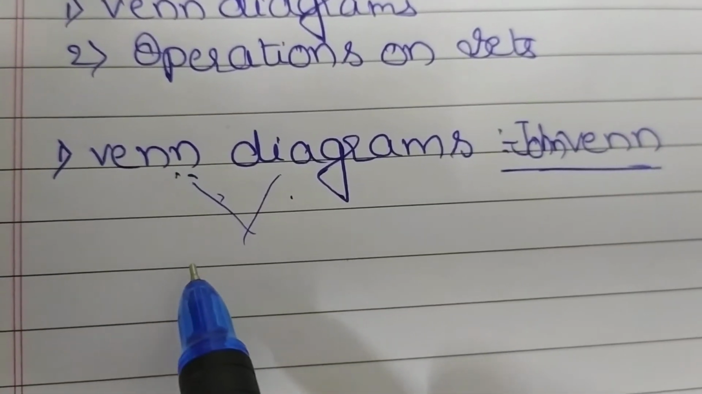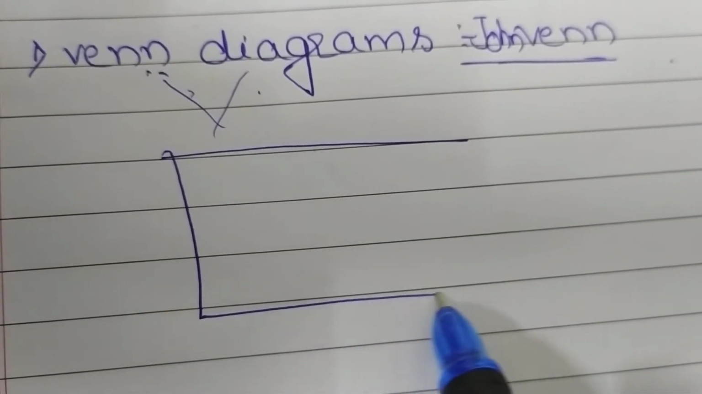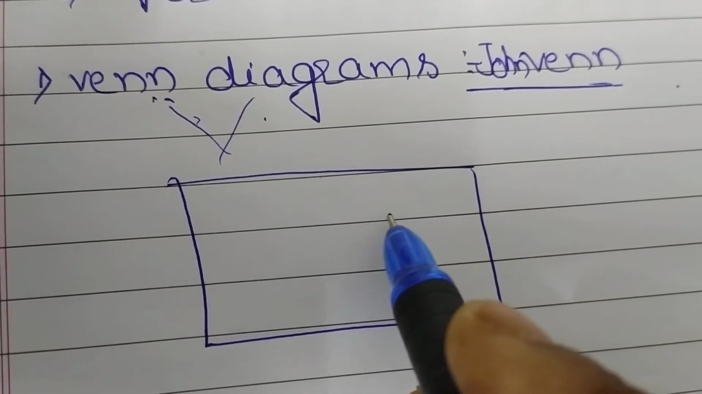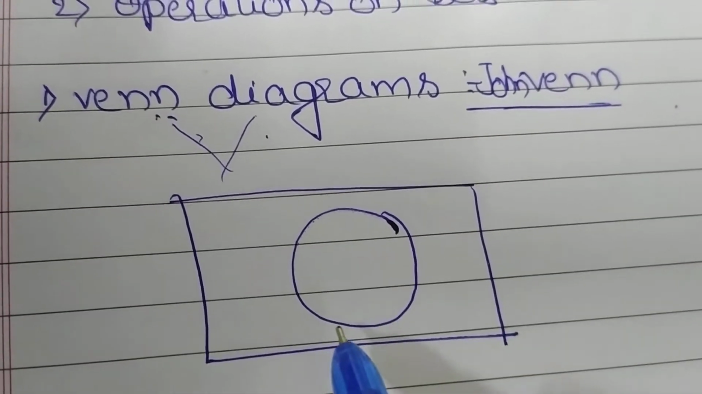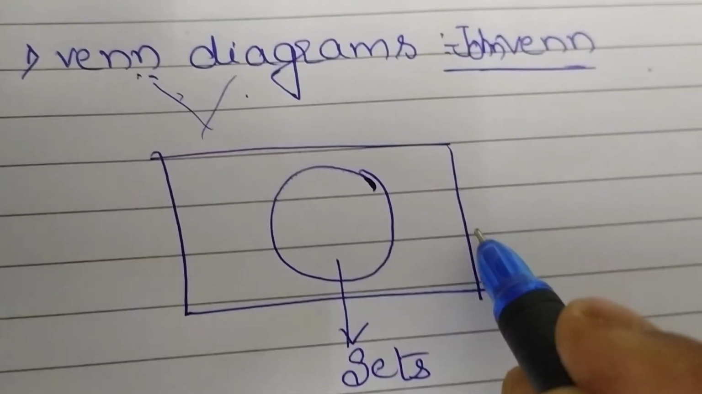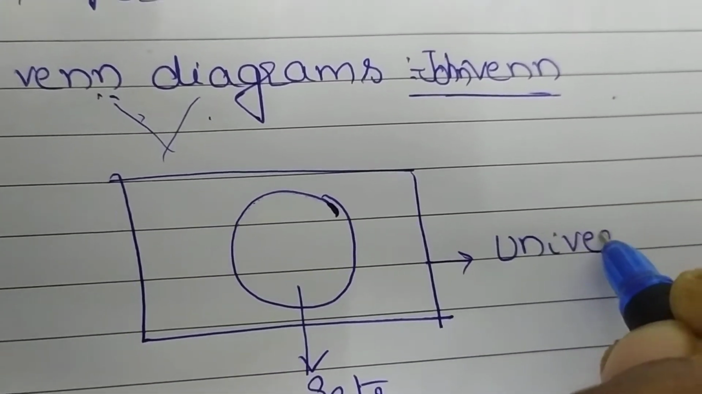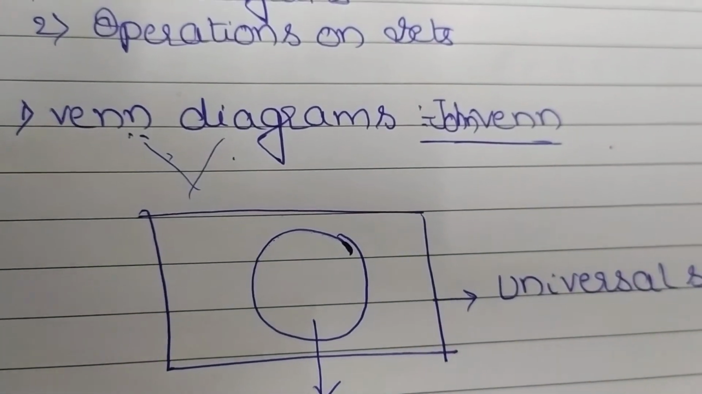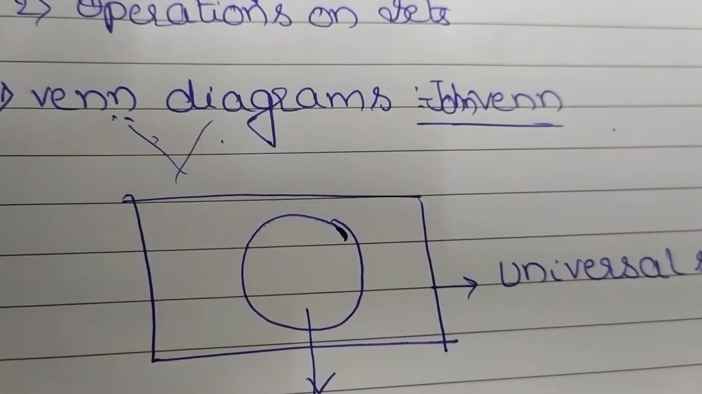Venn diagrams are in the form of a rectangle, which indicates the universal set, and closed curves. Usually we consider circles. A circle indicates a given set and the rectangle indicates the universal set. So Venn diagrams are used to represent the relationship between sets.